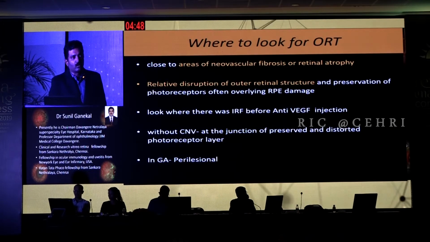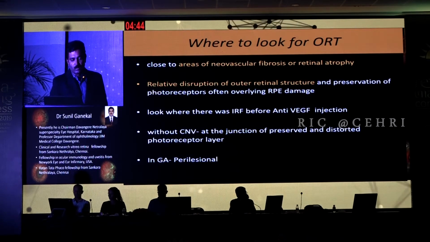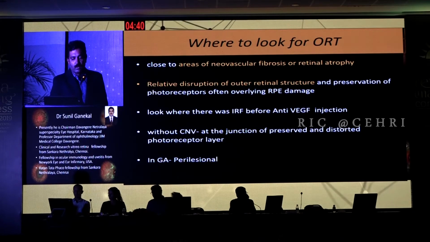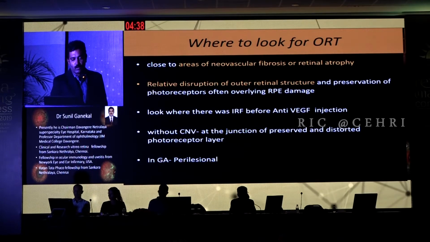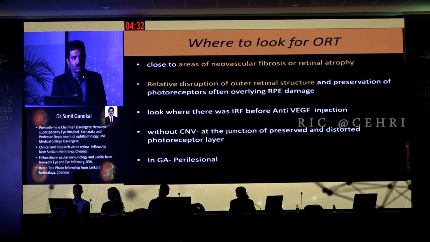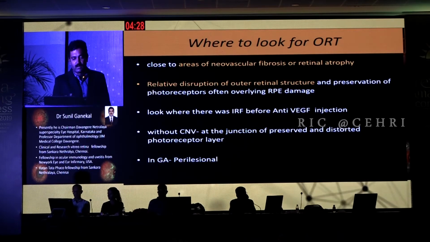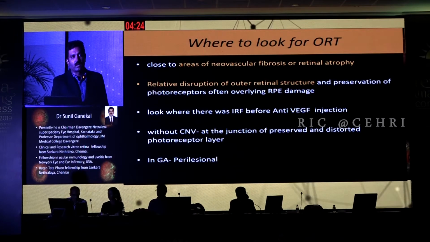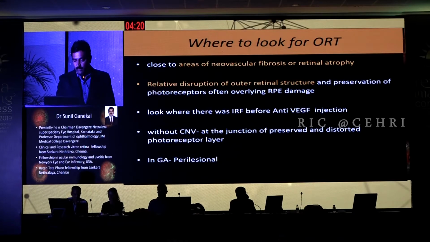So where exactly to look for these ORTs? Especially look at the areas where there is neovascular fibrosis or retinal atrophy. Look for relative disruption of outer retinal structures and preservation of photoreceptors, often overlying RPE damage. If there is an area of intraretinal fluid, look around that. If you are planning for an injection, look in those areas post-injection, or at the junction of the preserved and distorted photoreceptor layers.